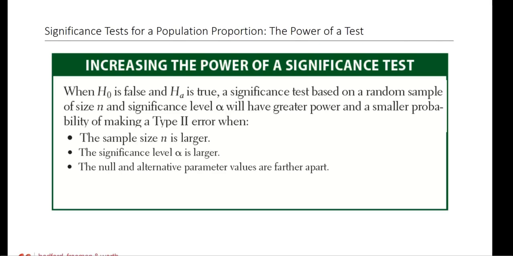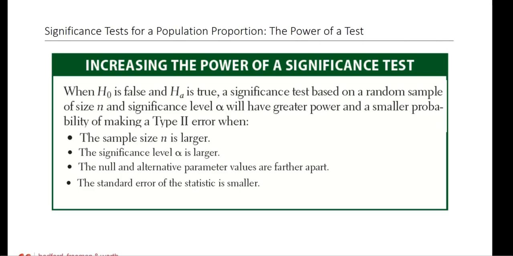The null and the alternate parameter values are farther apart. So that's kind of interesting. If you get results that are really unusual, not just "we expected this percent," but really unusual results, the further apart the null and the sample that you took are, that gives you more power. So when you're comparing two tests that are similar in every way except the sample you took and the null are further apart, that one's going to have more power.